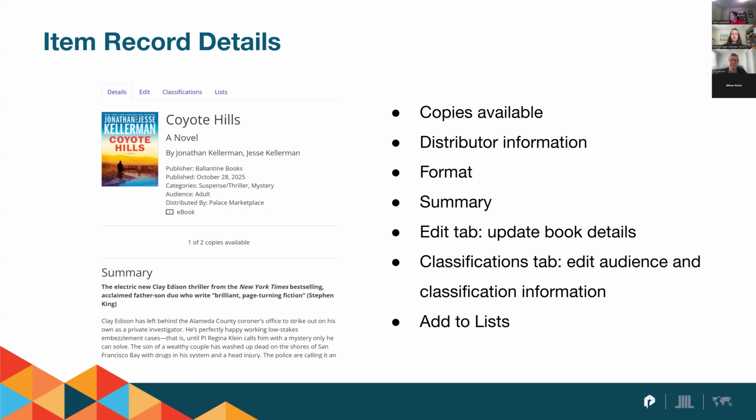So the content that was formerly in Boundless, that will be coming through Palace Marketplace, and also new content purchased by Rails will also show up from that distributor. And you'll also see here one of two copies available, so you'll be able to check that availability if you're looking into it for whatever reason. So there's one to check out, and then the summary for the book down at the bottom there. And then we'll go over to the other tabs, Edit, Classifications, and Lists.